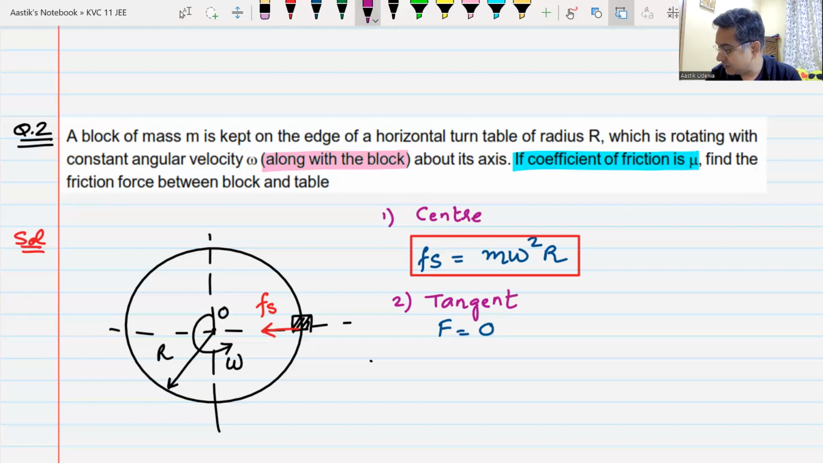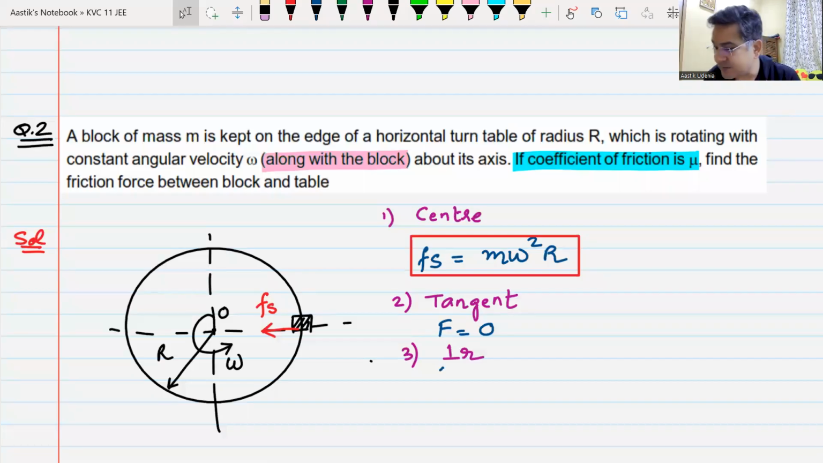But what is the third direction in which we can make the equation? Perpendicular. Perpendicular direction we can make the equation. Can anyone tell me what are the forces acting in the perpendicular direction? Remember, the net force in the perpendicular direction has to be zero because there is no motion in the perpendicular direction.